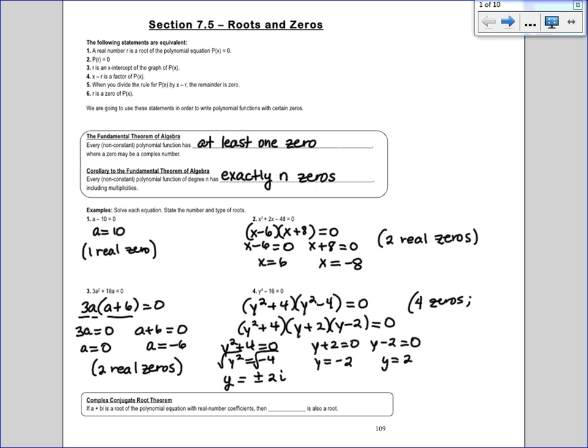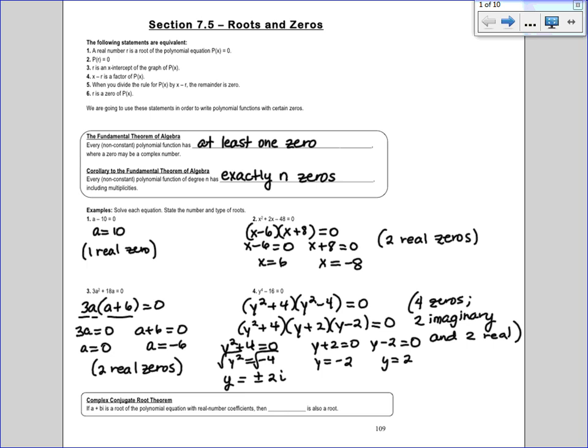But when we talk about the type of zeros we have 2 imaginary. You could also call them complex, and 2 real. Okay, so 2i and negative 2i were the imaginary solutions, 2 and negative 2 were your 2 real solutions.